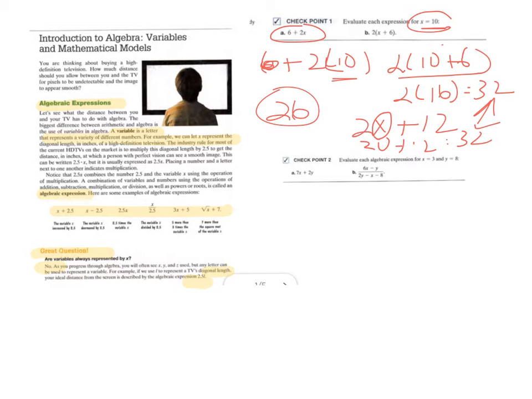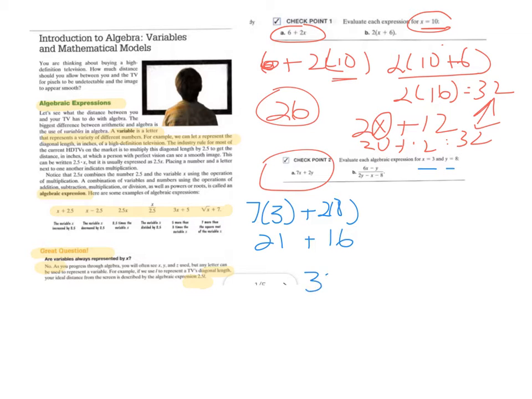So you can look and do these problems. In these particular problems, we have 2 letters to replace. And so we can replace the x with 3, so I'm going to use parentheses to show the replacement, and then we can use the 8 to replace y. If we do the math, we get 21 plus 16, and 21 plus 16 is 37.